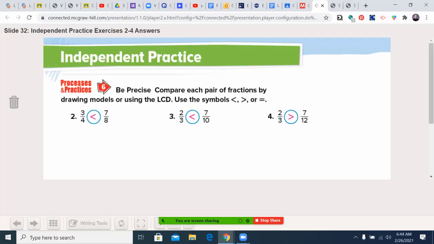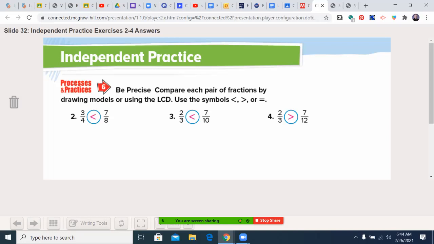This becomes 6/8 because 4 and 8 are common multiples. So 3/4 is less than 7/8. Over here, we're going to go to 30. So this is 20/30. This is 21/30. So 20 is less than 21. 2/3 is less than 7/10.